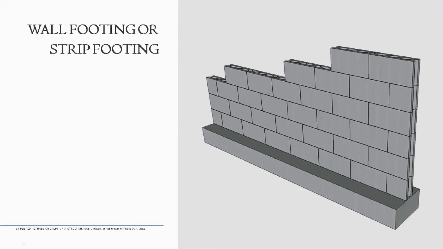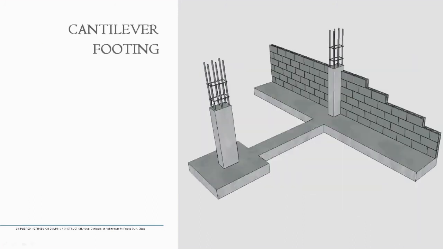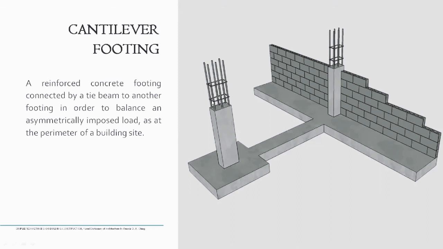A wall footing naman is actually footing sa wall. It is a continuous strip of concrete that serves to spread the weight of load-bearing walls across the area of the soil. Usually, ang nakalibing na hollow blocks are two layers. So, yung two layers na yan are under grade or ilalim ng soil. A cantilever footing is a reinforced concrete footing connected by a tie beam, ito yung tie beam, to another footing in order to balance an asymmetrical imposed load.